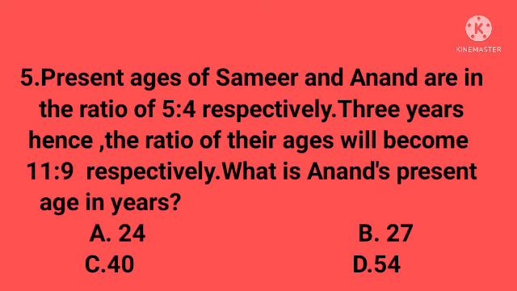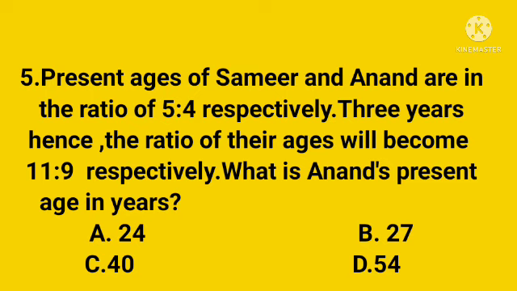Question number 5: the present ages of Summer and Anand are in the ratio of 5 to 4 respectively. 3 years hence, the ratio of their ages will become 11 to 9 respectively. What is Anand's present age in years? A) 24, B) 27, C) 40, D) 54. The question gives the ratio of Summer's and Anand's ages.